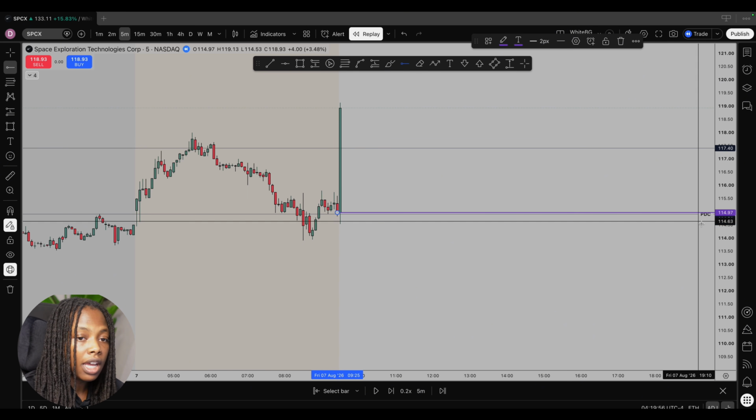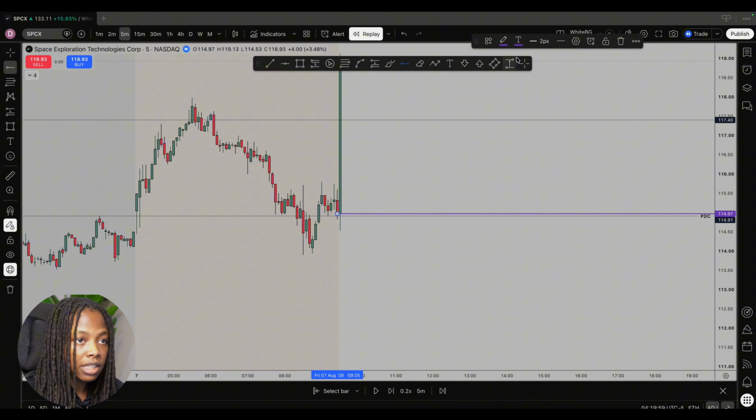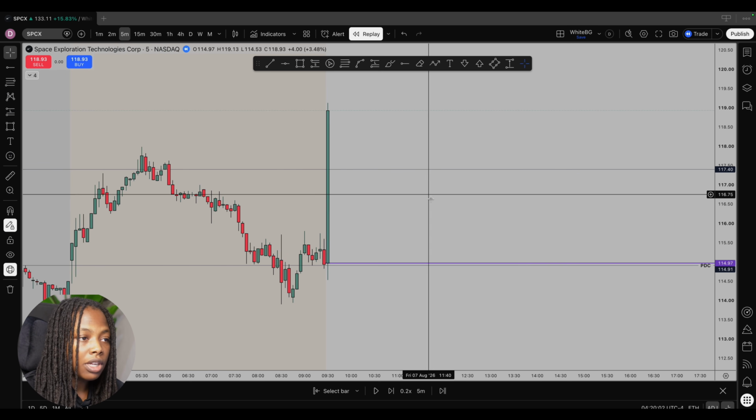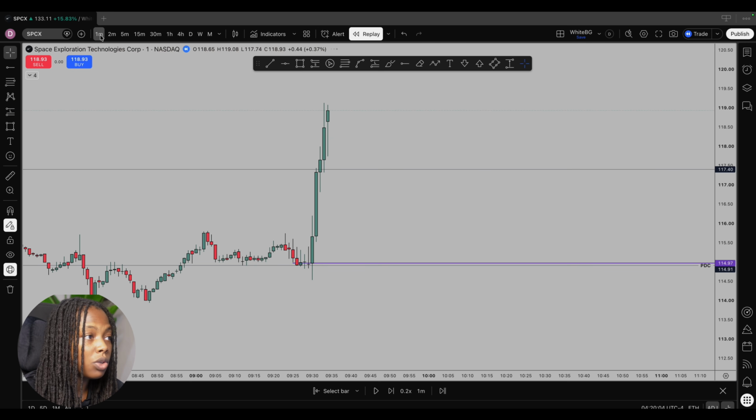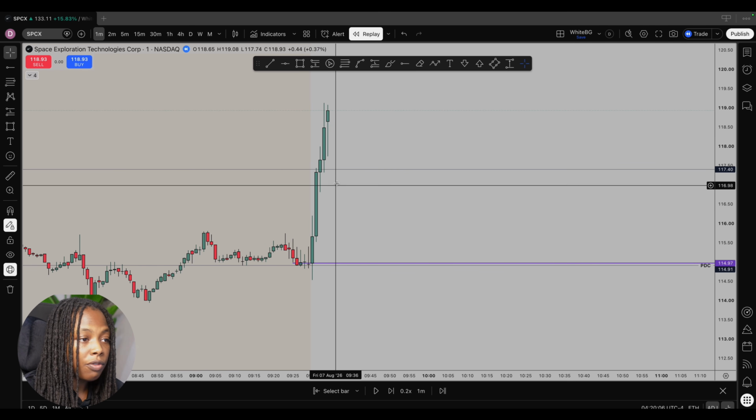So we can look for what? Buys at this point in time. But now, how do we enter this trade though? I'm going to go down to the 1 minute time frame. The first 5 minutes has played out.